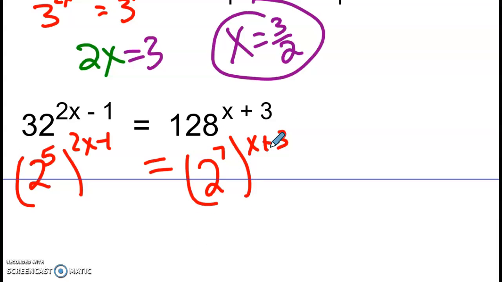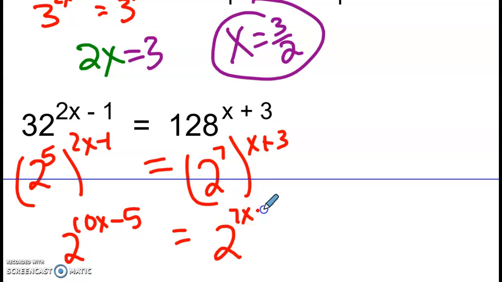I'm going to use the properties of exponents and multiply my exponents together. So that's 2 to the 10x minus 5. And this is 2 to the 7x minus 21. When I multiply, I have to distribute my 7 through. Now that I have my bases the same, raised to two different exponents, I just have to set my exponents equal to each other.